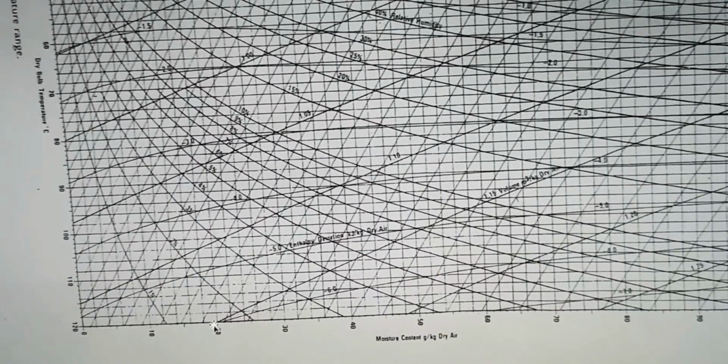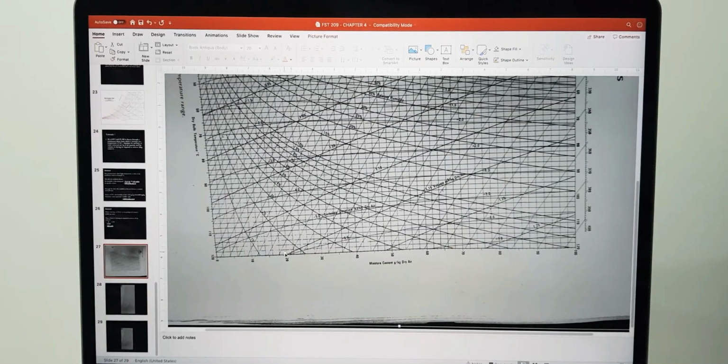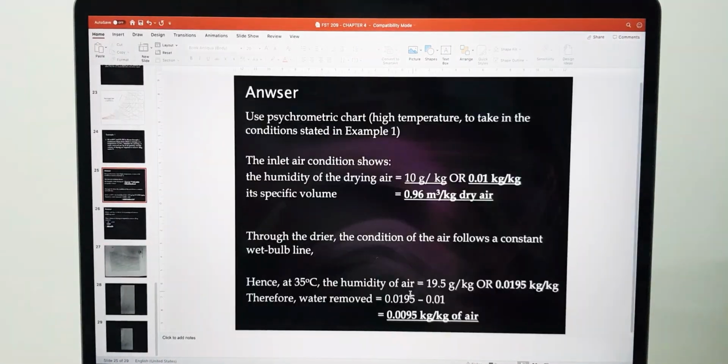So make sure you draw the line properly and place your ruler properly as well. So the moisture content of wet air is 19.5 gram per kilogram. And you need to convert the value from gram to kilogram, so it becomes 0.0195 kilogram per kilogram.